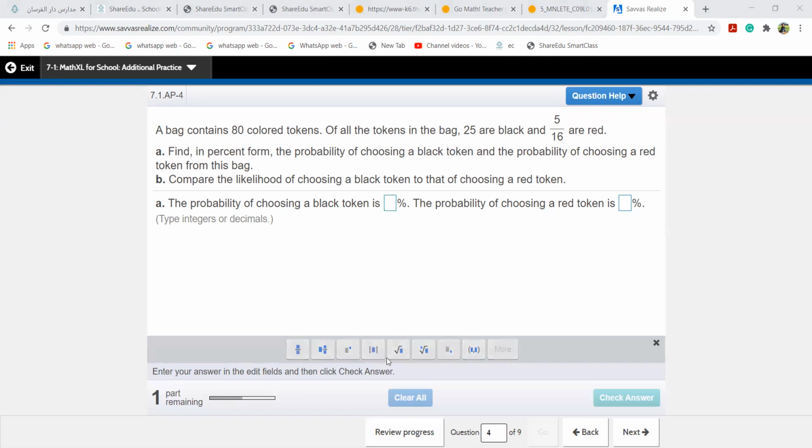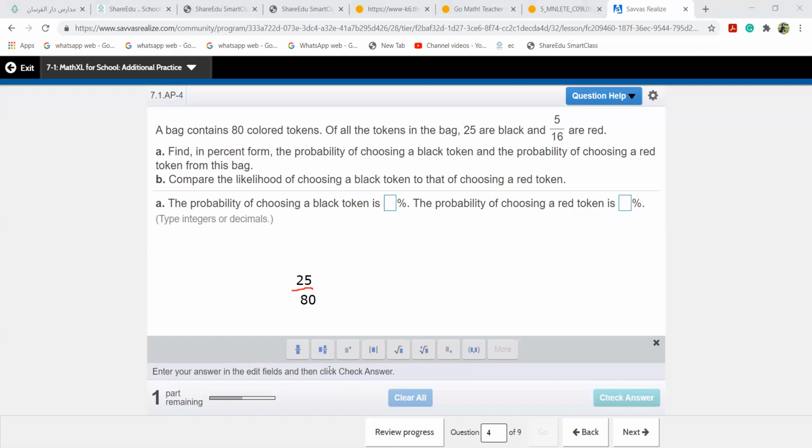Did you understand, Noor? They ask for the black one, and they told us 25 are black. So I'll just write 25 over the total. How much is the total? 80. So whatever answer you get, you will multiply by 100 to get the percentage. Now do this in the calculator.